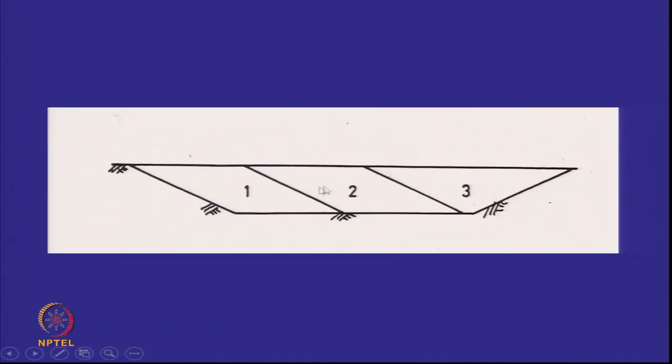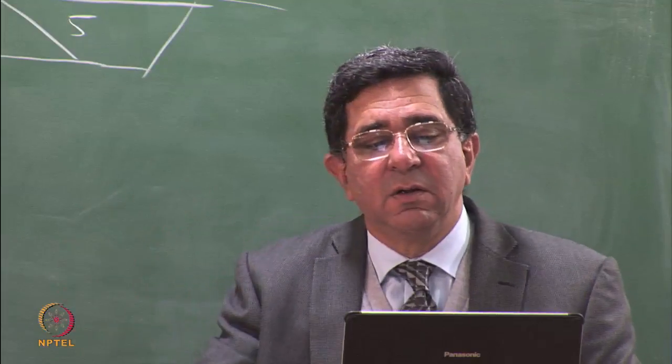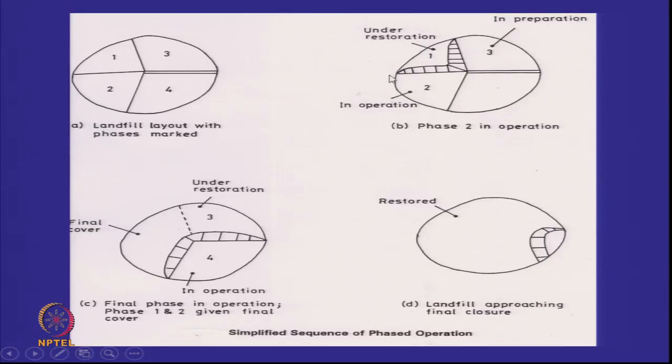And you can phase it like this. I'm just showing you another example in plan. A small landfill with 4 phases, 1, 2, 3, 4. So if you look at it, at the end of the first year, this phase has been completed. Can you see, this is a plan view and this shows a slope. So it's rising above the ground. So in the first year you fill this and then you cover it. While you're filling this, you're putting the liner for the next in preparation, right?